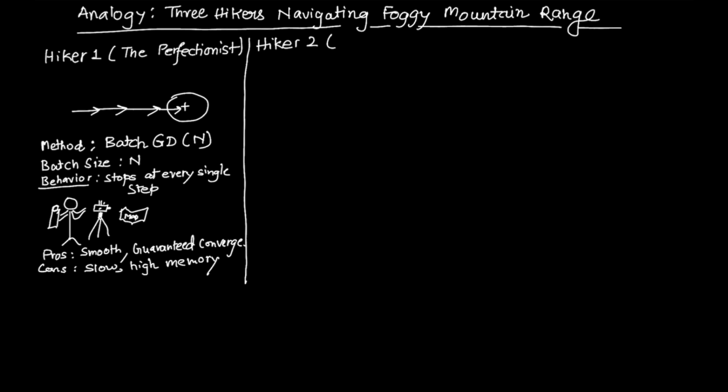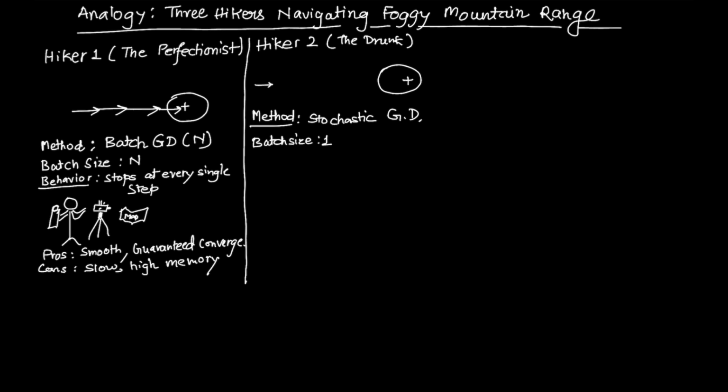Next, we have hiker 2, which we call the trunk hiker. He uses the method Stochastic Gradient Descent, or SGD. His batch size is 1. His behavior: he picks up one random rock, or one image. If that image implies go left, he goes left immediately. If the next image implies go right, he goes right immediately.